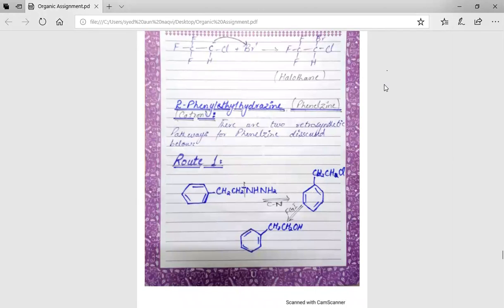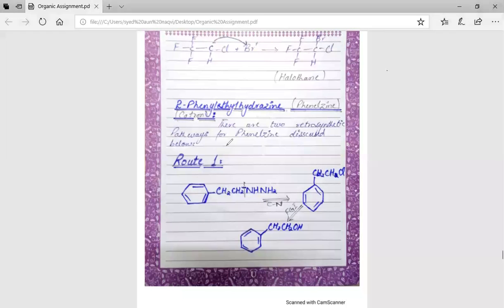2-phenylethylhydrazine or phenelzine, simply phenelzine. So it is an antidepressant that restores certain neurotransmitters in our brains, and this is the compound that makes us feel well, or makes our mood well. So this is a medical product. So the synthetic routes or retrosynthetic analysis of this compound have different routes. Route one will be here.